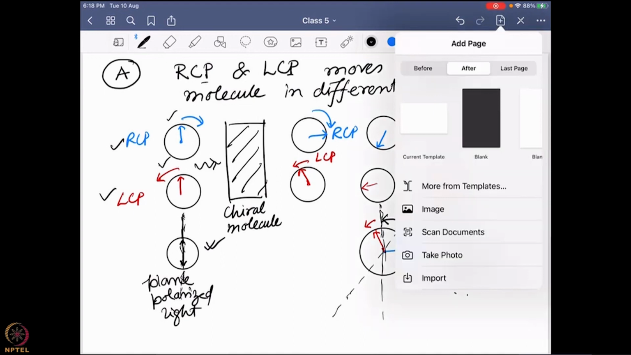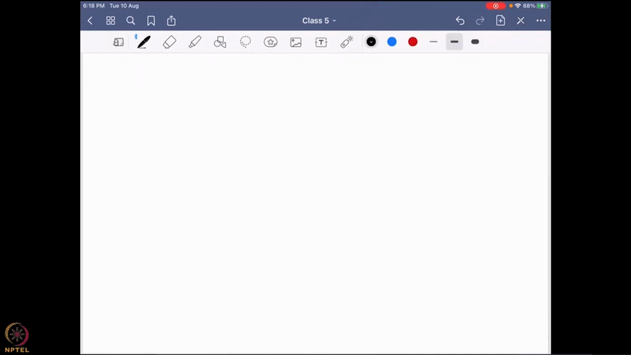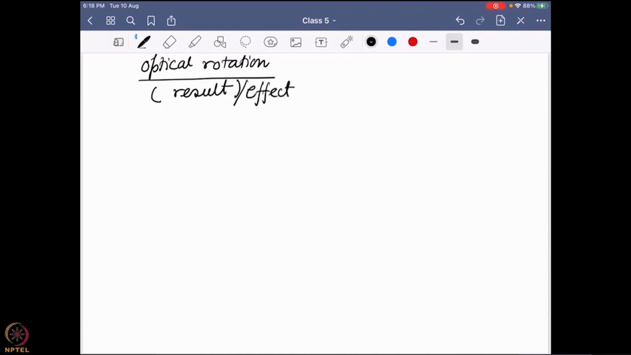Okay. If not, now we are going to talk about what we have seen so far, that this optical rotation we are seeing is nothing but actually a result, or I should say an effect, to sound better, of a phenomenon. And what is the phenomenon? Before I put the name to this phenomenon, what I am seeing over here is that RCP and LCP are moving in different speeds.